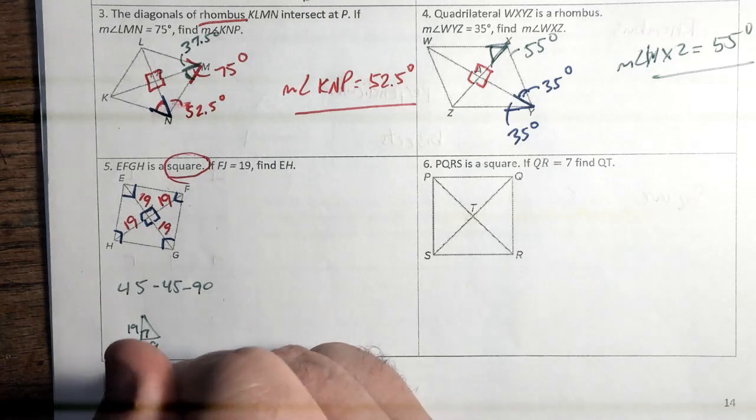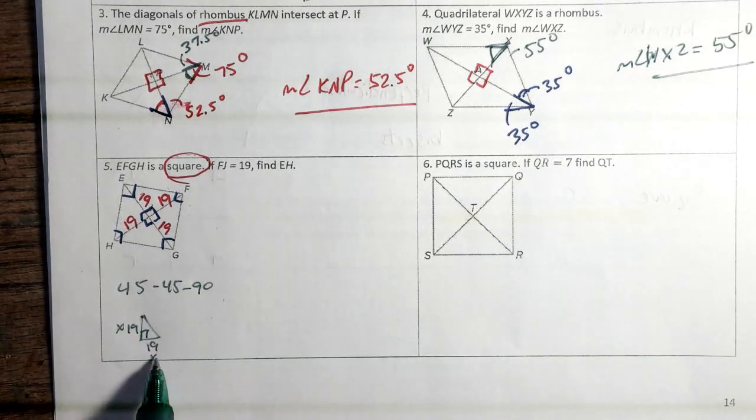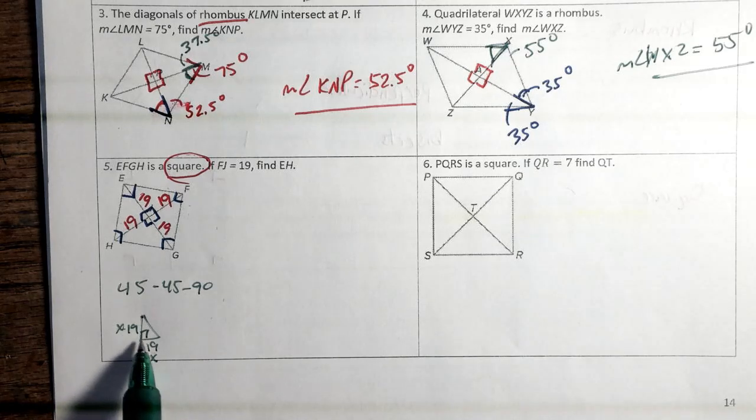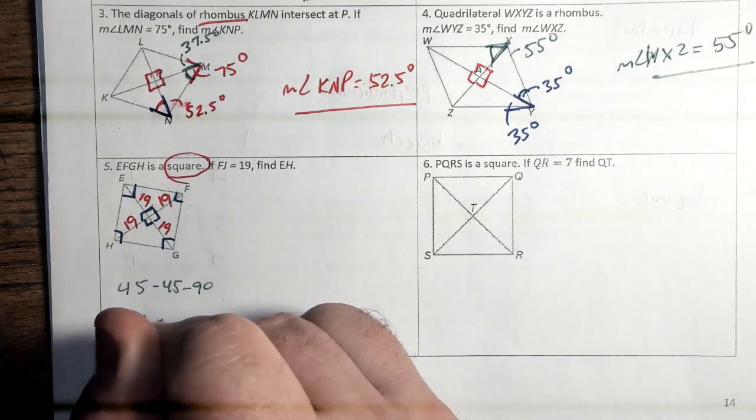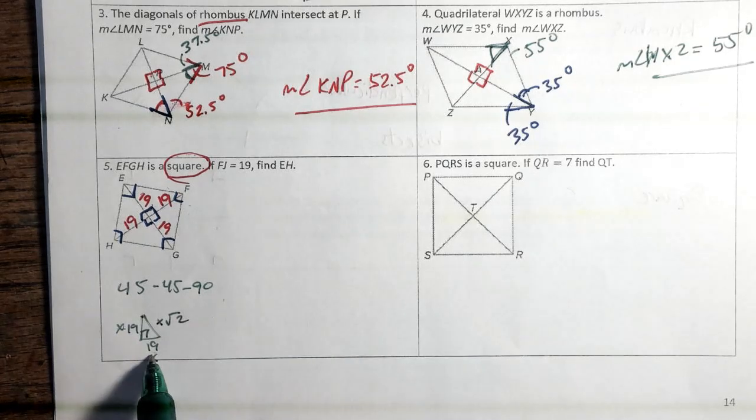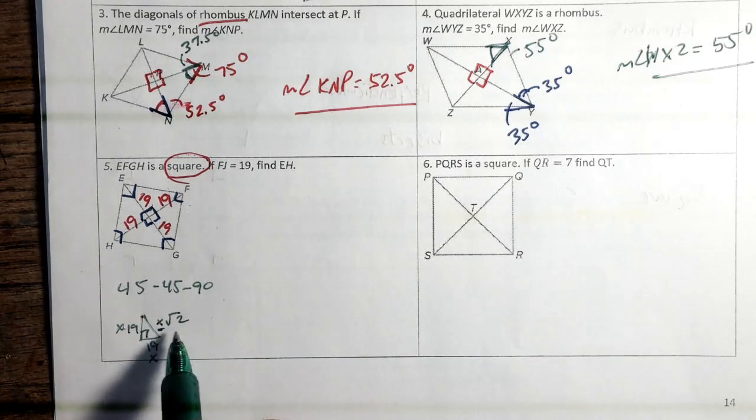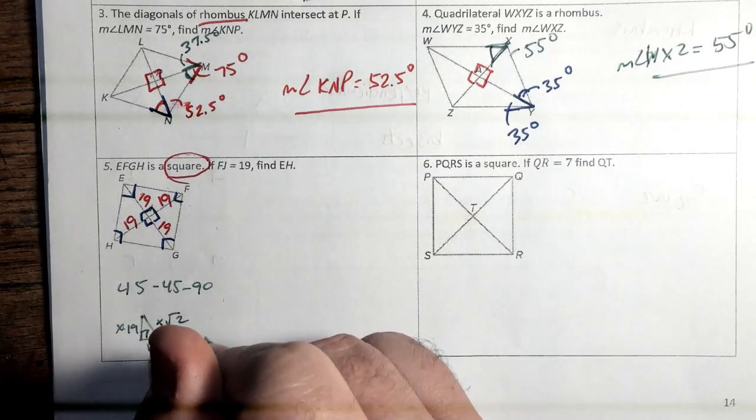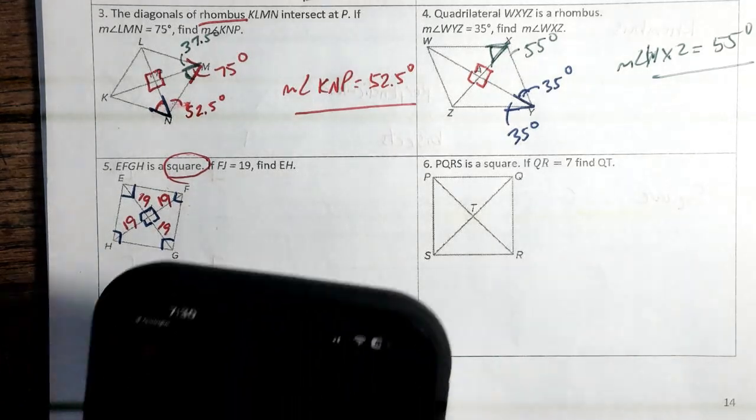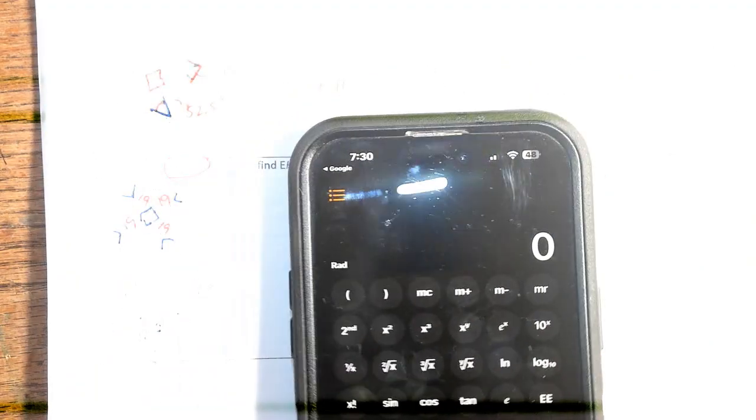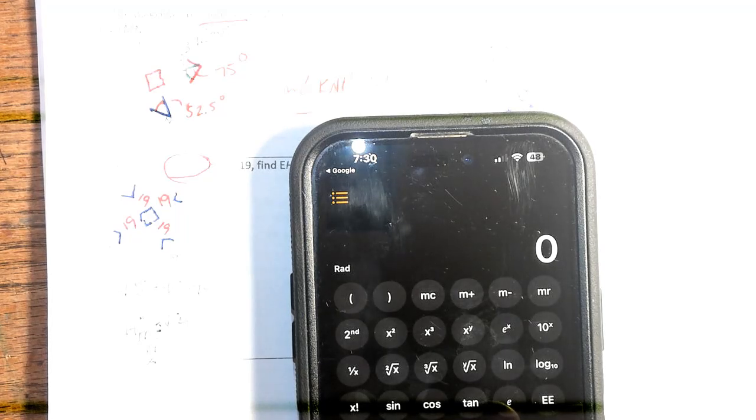The rule is if these are X, they're the same as what that X represents. So I can show you that these are both 19 for our example here. These are both the same number, and this one is that number times the square root of 2. If we use the calculator, I'm just going to put it on the screen here, my phone. So the 19 times the square root of 2.